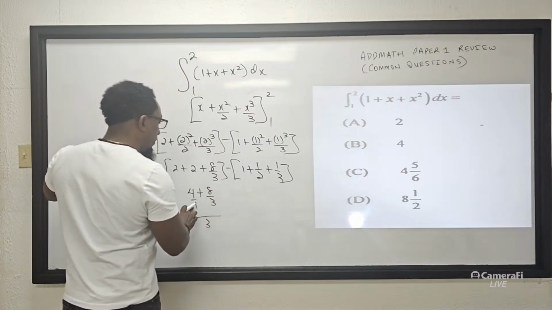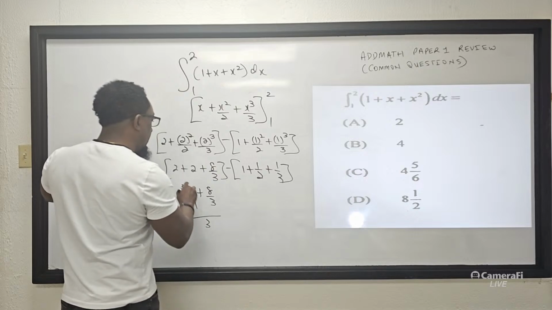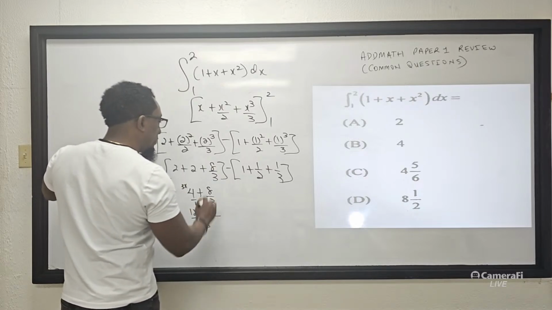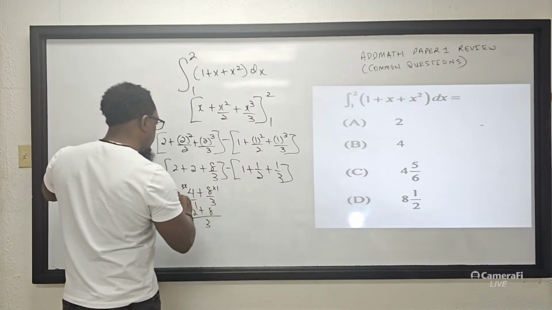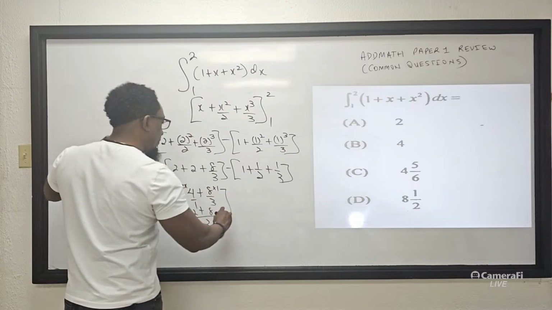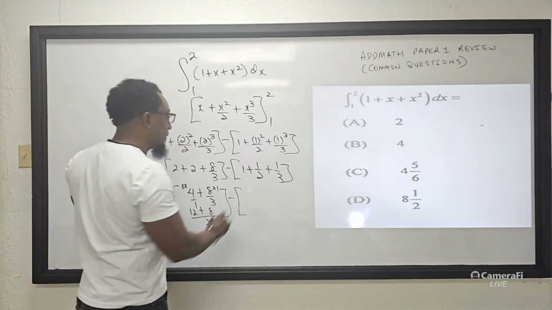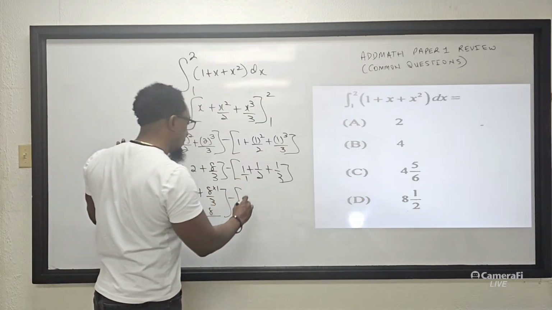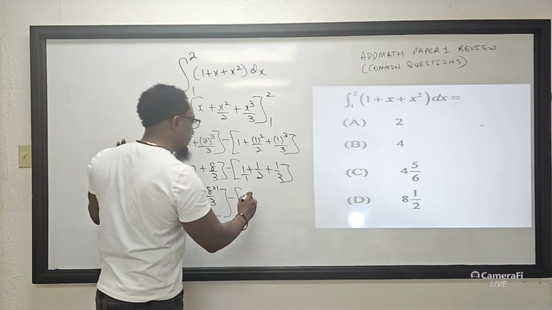LCM 3. 1 into 3 is 3. 3 by 4 is 12. 3 into 3 is 1. 1 by 8 is 8. Subtract. Put in 1 over 1. So I'm going to simply say, I'm going to find the LCM one time.